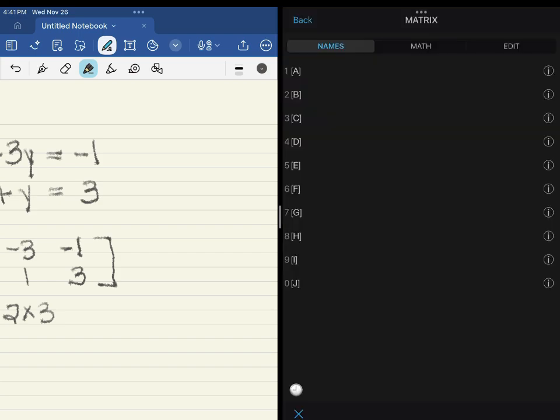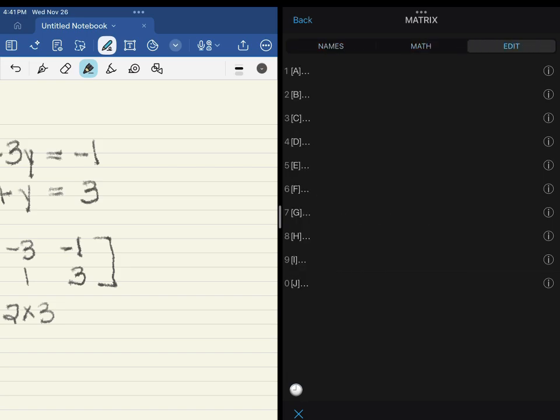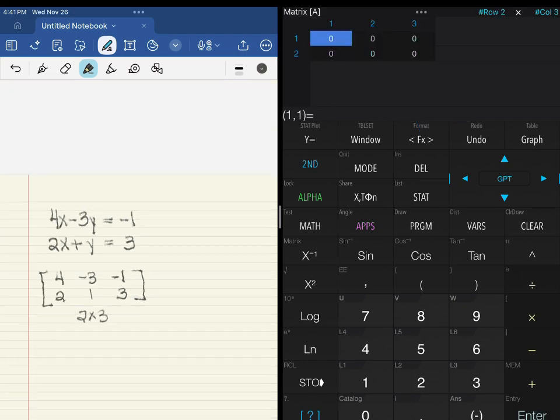It costs like $4. Okay, if you notice, I press second matrix and I get to a window that looks like this. Second matrix, you're going to get to a window that looks like this, and it has 3 options: name, math, and edit. You go to edit. And when you get to edit, you're going to put the size of your matrix, which is 2 by 3.